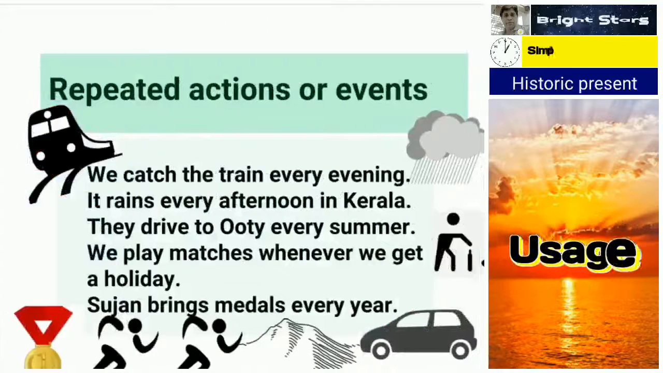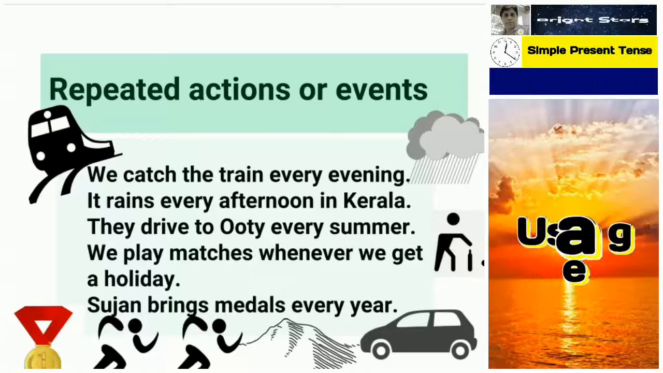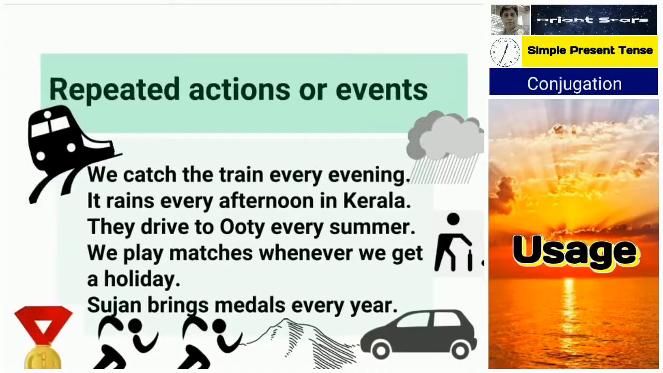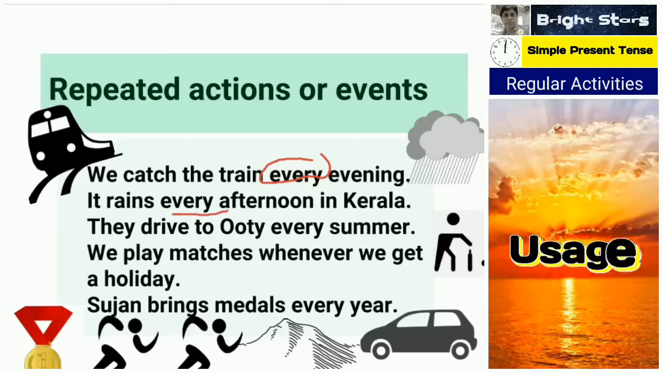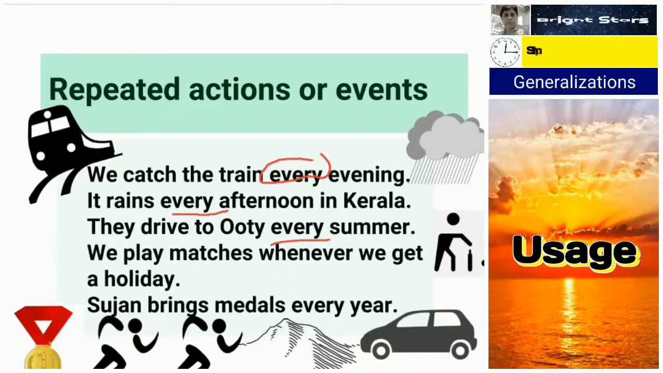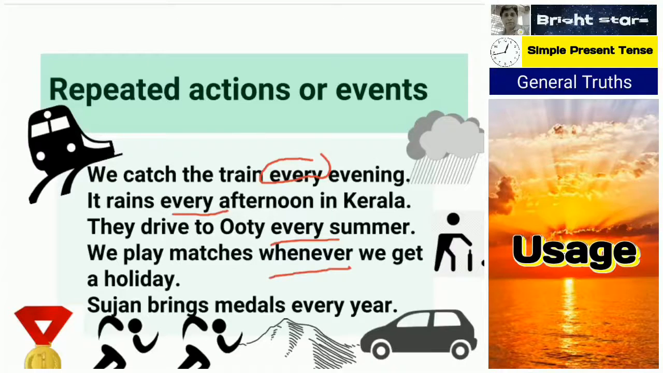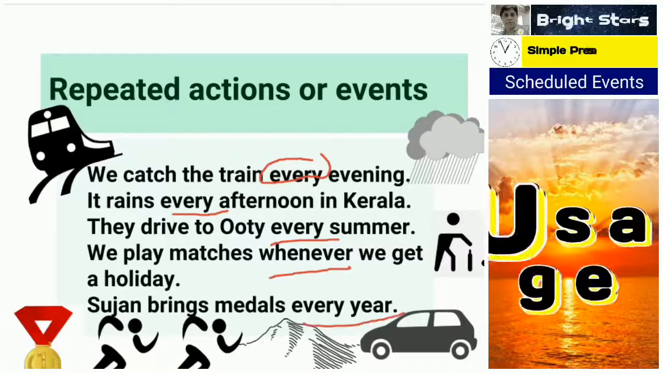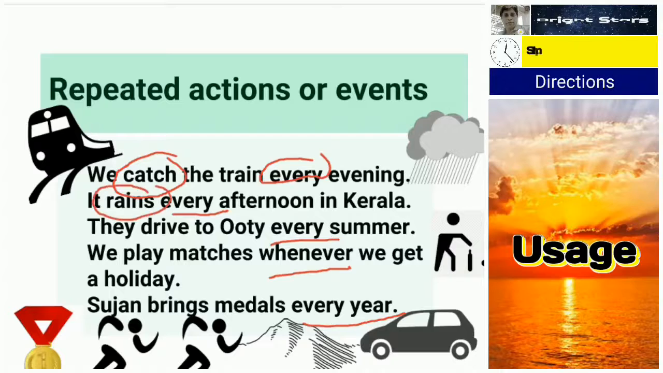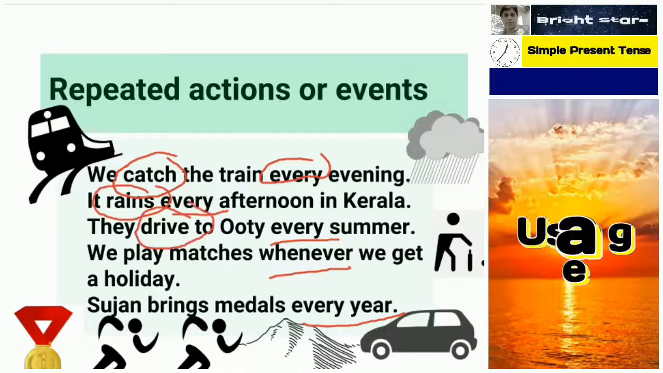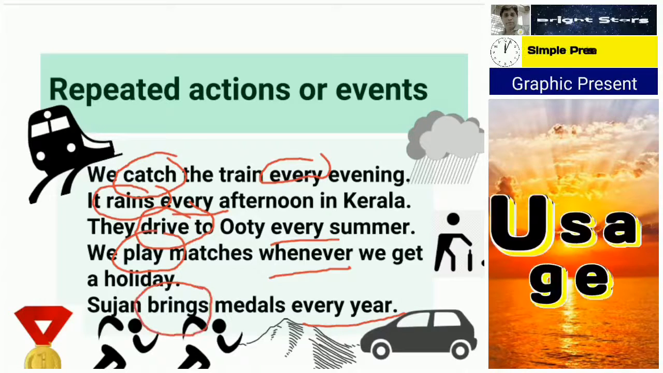Here you can see, for repeated actions or events: we catch the train every morning. "Every" is there, no? It rains every afternoon. We drive to Ooty every summer. We play matches whenever. So this one shows continuity. Sujan brings medals every year. For these things also we use simple present tense.